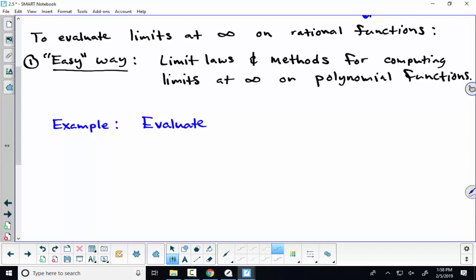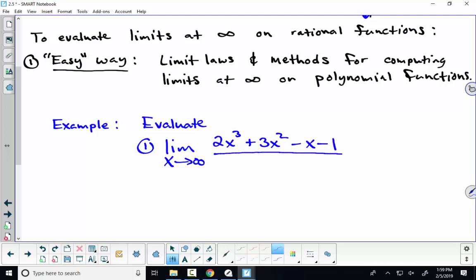So we want to evaluate the limit. Let's say this, evaluate 1, the limit as x approaches infinity. Our function is 2x cubed plus 3x squared minus x minus 1, and all of that's over x cubed plus 5x minus 12.